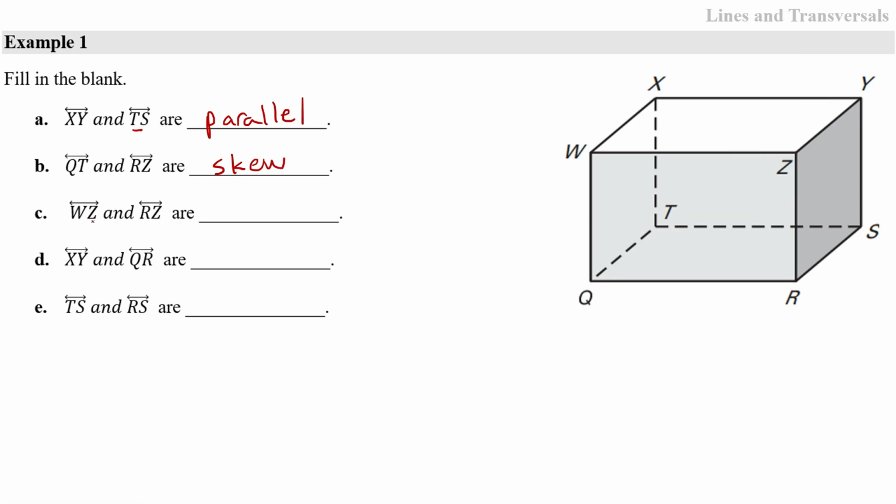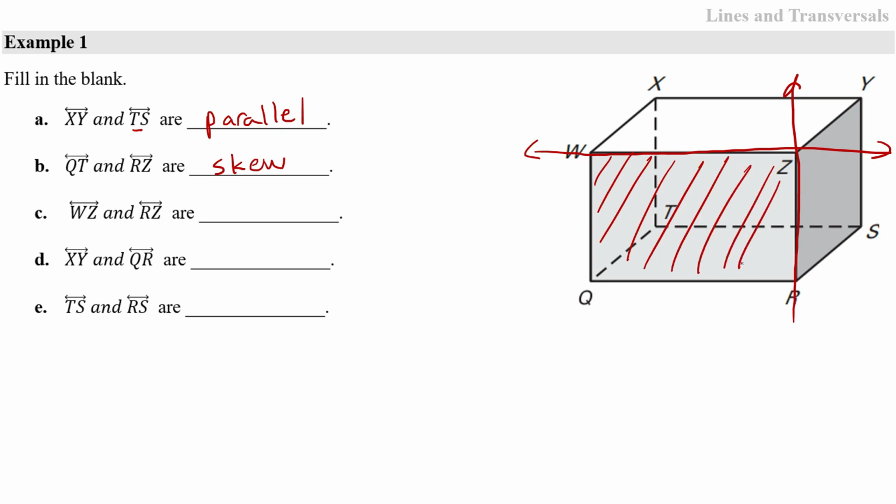For part C, WZ and RZ. So WZ is the top line up here, and RZ is this one going up and down. And they both lie on this front plane. So they are coplanar, on the same plane. And they do cross and they make this right angle because it's a cube. All the angles are right. We're going to call that perpendicular. Okay, two lines that cross and make a 90-degree angle are called perpendicular lines.